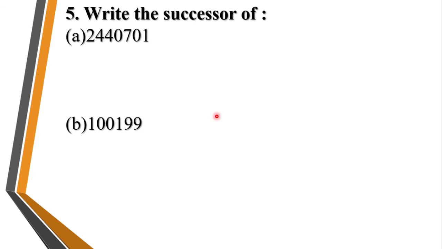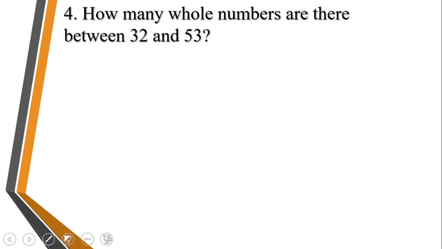Now the fourth question is, how many whole numbers are there between 32 and 53? Now we should find the numbers which are there between 32 and 53. So we should not find out the numbers, we should find how many whole numbers are there between 32 and 53. Now let's take a small example to understand this question.